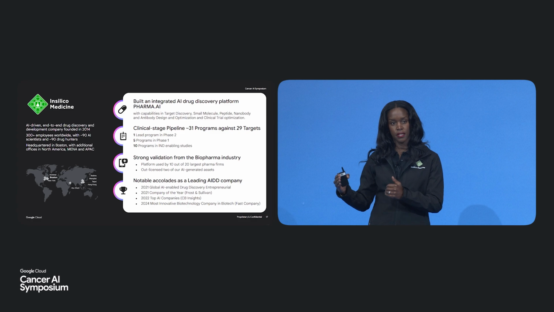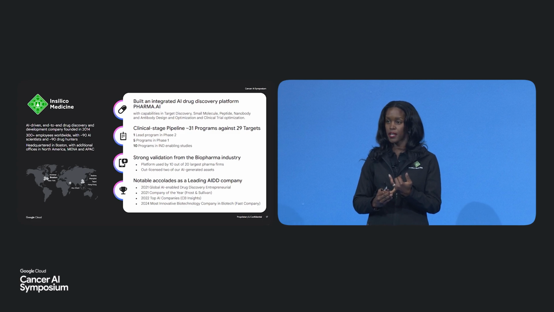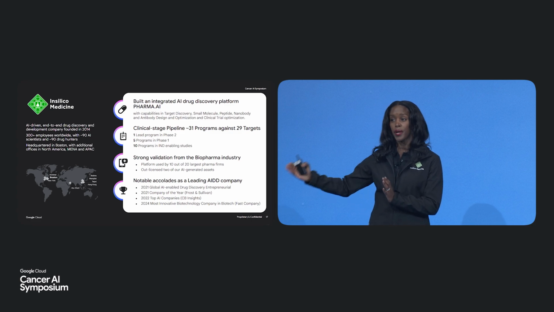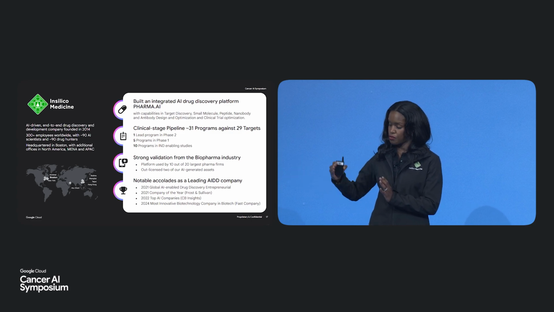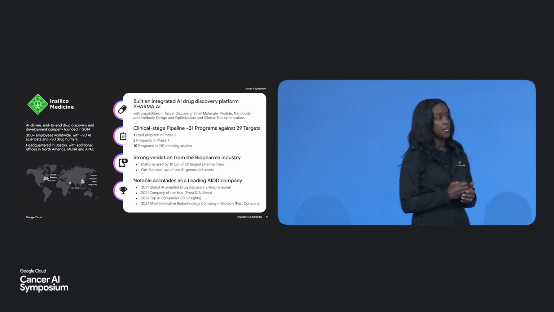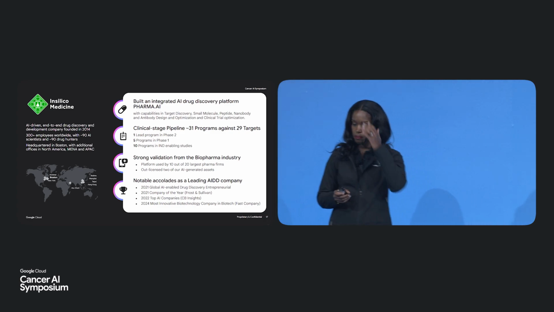And we've also built out an impressive pipeline of therapeutics. We currently have 31 internal programs. One is in phase 2 clinical trials. We just got a positive readout from our phase 2A clinical trial. We have 5 programs in phase 1 and over 10 programs in IND-enabling studies. And having moved these programs so quickly into the clinic and so fast throughout the entire process is basically because we've heavily leveraged AI and AI-based technologies.